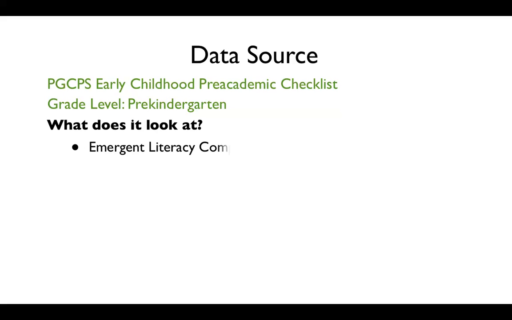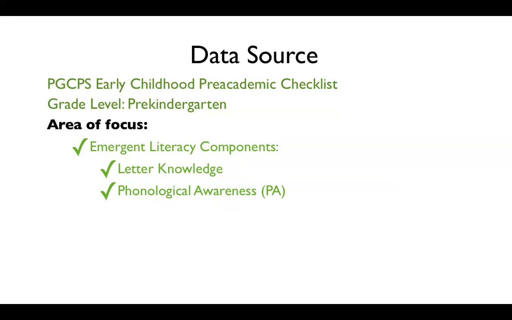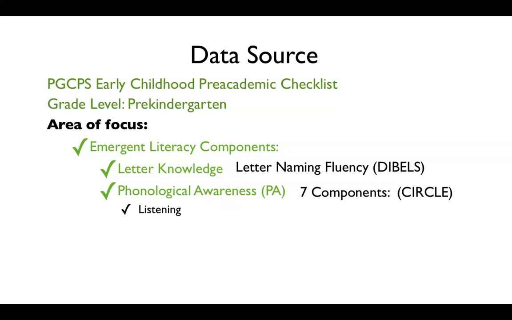What does it look at? It looks at emergent literacy components like letter knowledge, phonological awareness, and book and print awareness, as well as some math concepts. We're going to focus on emergent literacy components, specifically letter knowledge and phonological awareness. These skills were chosen because these two skills combined are strong predictors of later academic success. Letter knowledge is composed of the letter naming fluency by Dibels, and phonological awareness has 7 components.